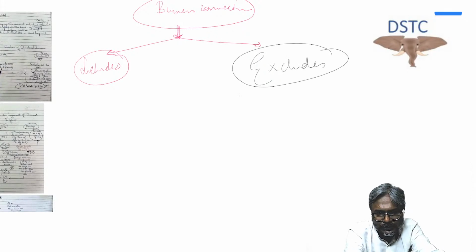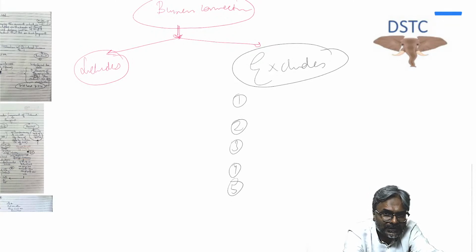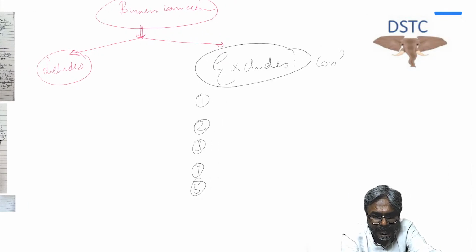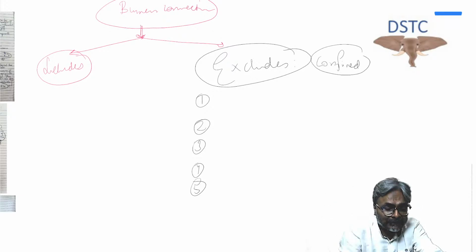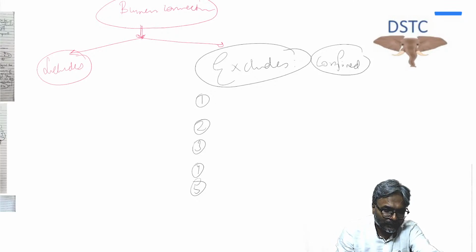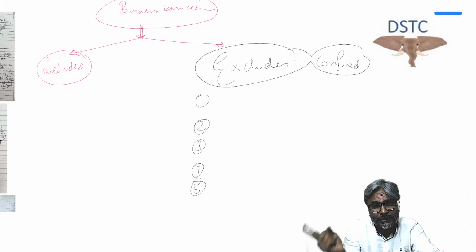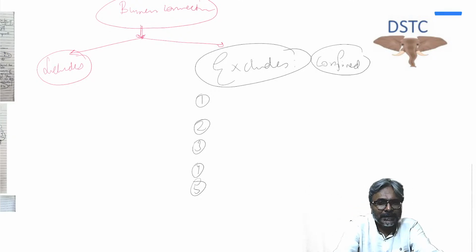All the exclusions, students, you will have to deal with one by one. 5 exclusions are there in total. And in each exclusion, one word that has been used is confined to, restricted to only that activity. Which activity? Please take that particular page of business connection wherever you are referring to. First one, the activity of purchasing for the purpose of export out of India. That is the first one.